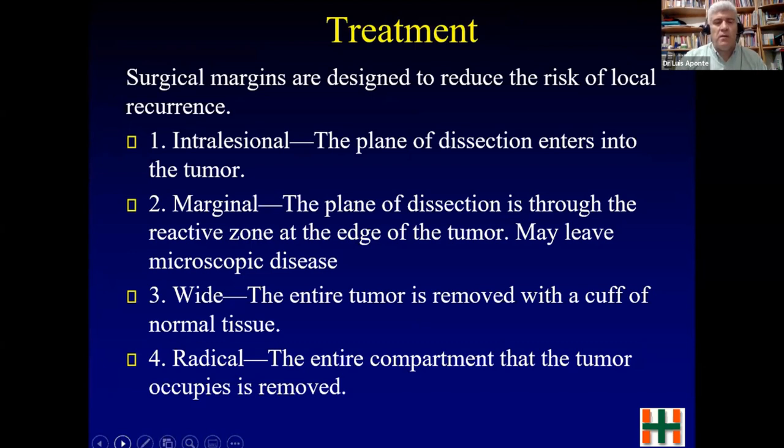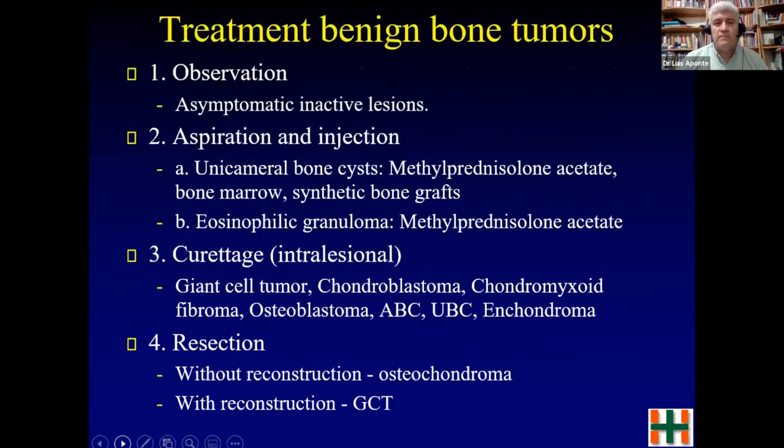So these are mainly what we use in benign tumor: intralesional or marginal margin. We're going to speak about that. And then there is the wide, when the tumor is removed with a cuff of normal tissue, and the radical, that is not only an amputation, it could be a resection of the whole compartment. But it's not used here, except some strange cases that we're going to notice when we speak about specific tumors. But mainly in benign tumor, we use intralesional, marginal, and in some aggressive cases wide resections.